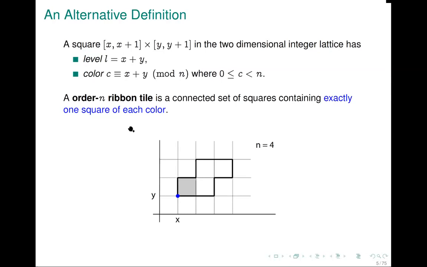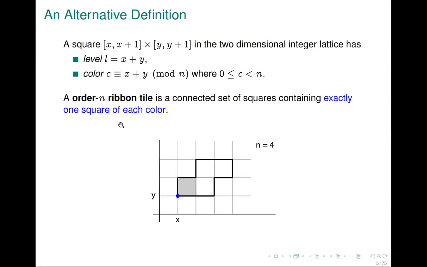For an order n ribbon tile, it can contain only one square from each color. Here is again an order 4 ribbon tile. Basically, these two definitions are equivalent. And here is the important point: you can have only one square of each color. It's very important in the definition.